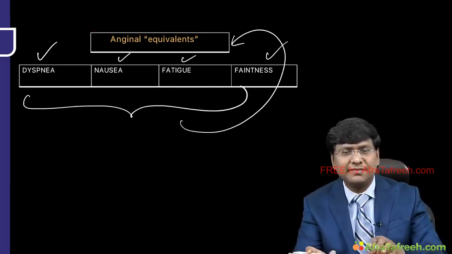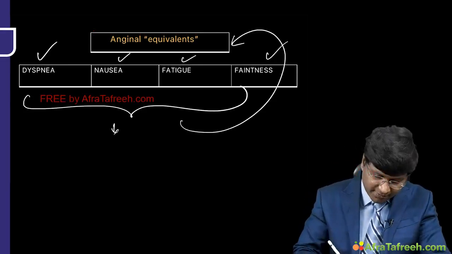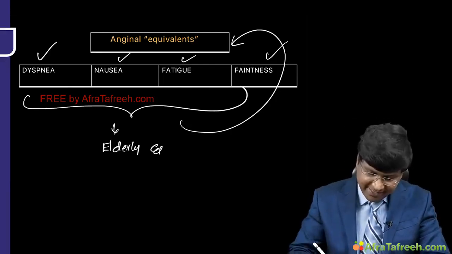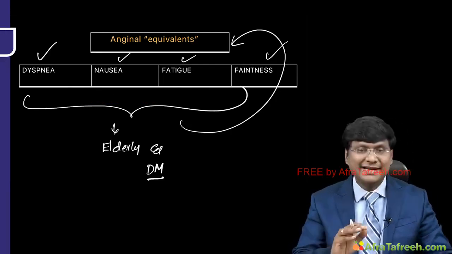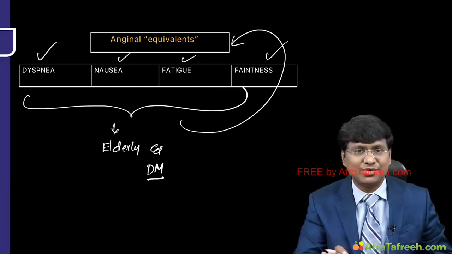And in which group of individuals are these angina equivalents more common? They are more common in elderly individuals, and they are more common in diabetic patients. So in elderly and diabetics, the angina equivalents are more common.